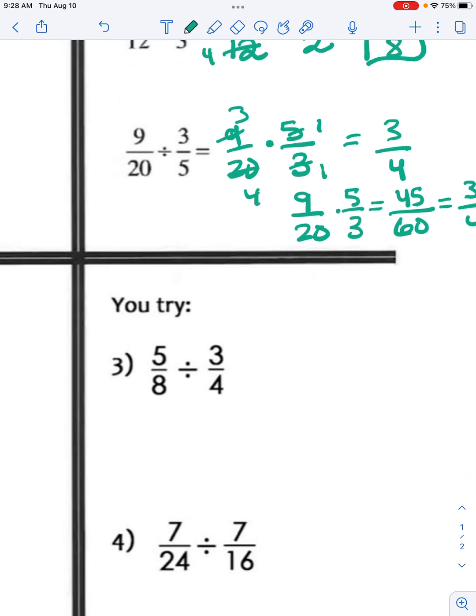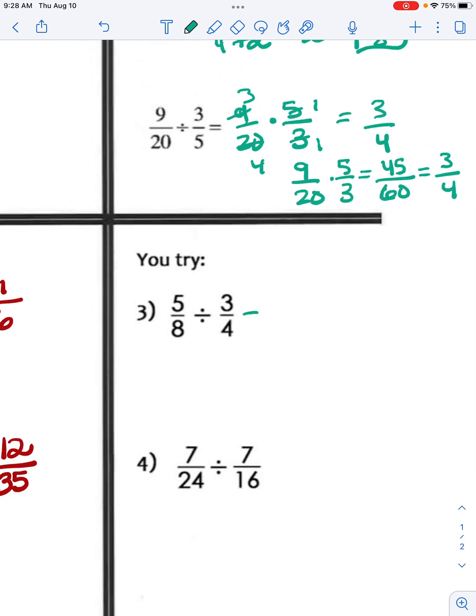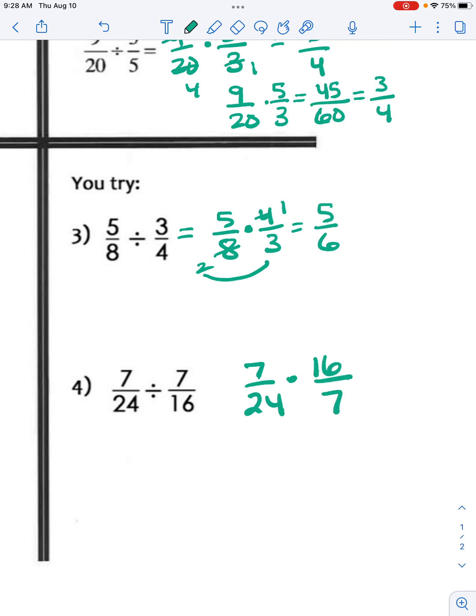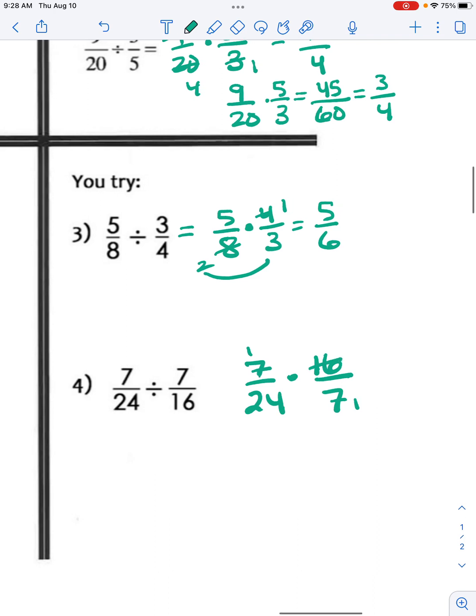It's not possible. So let's take this first fraction in example 3 and multiply it by the reciprocal of the second fraction. I can cross cancel here, and I'm going to get 5/6 because I'm doing 2 times 3. For the last example, for these notes, I'm going to do the first fraction multiplied by the reciprocal of the second fraction. Here I can cross cancel, make 1s. I can divide by 8s here. So I'm just going to get 2/3.